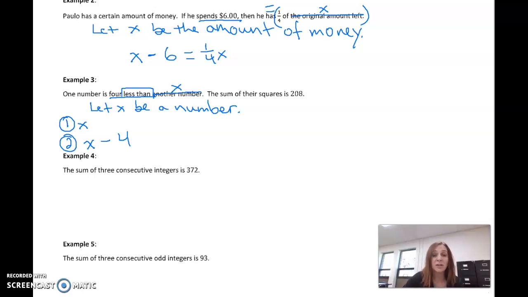So I have my two numbers here, the sum, so I know I'm adding them, of their squares. Well, let's square them both. If I square x and I square x minus 4, and then I take the sum, that's our equal sign, 208. All right, so again, the more you can break things down, the more you can put them back together.